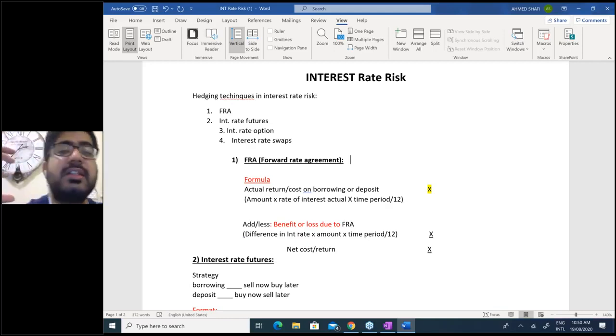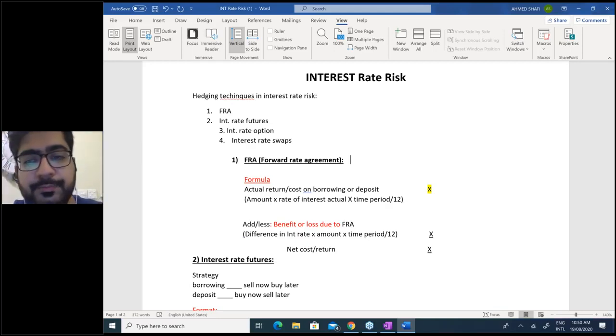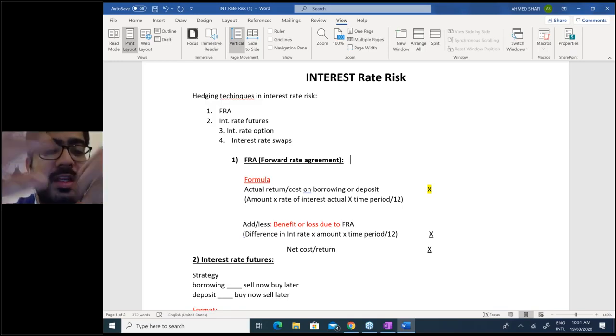If it's a deposit case, you get return on deposit, and if there is a benefit resulting in increased return, you need to add it. However, if the case is cost of borrowing, the benefit reduces your cost, so it is deducted.